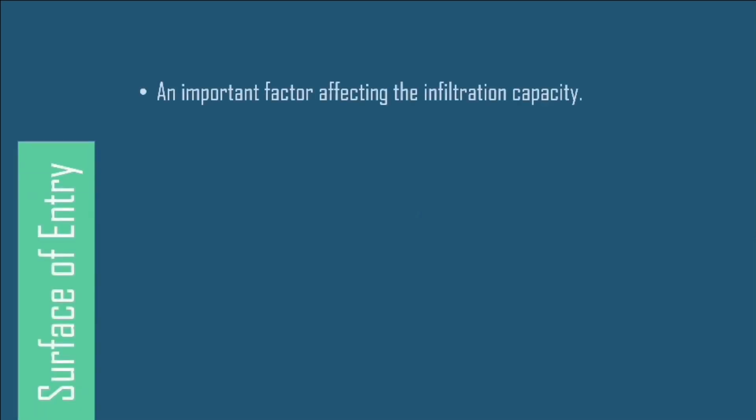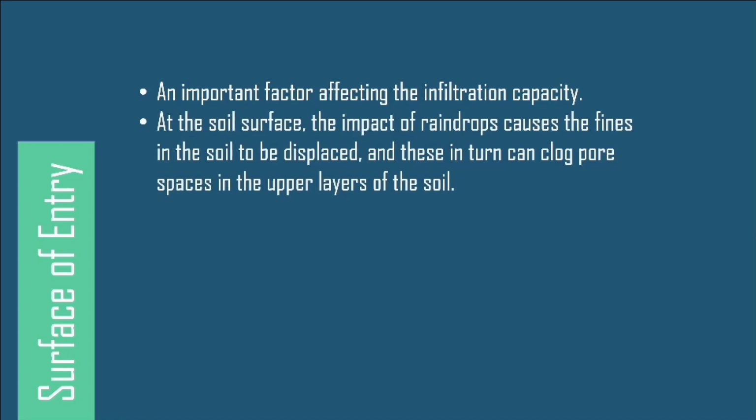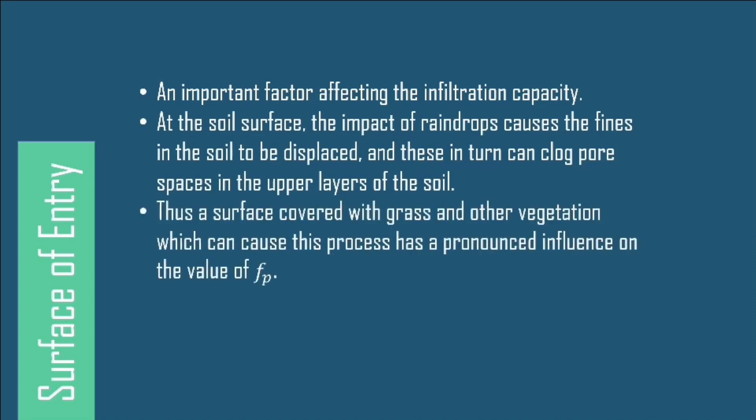Sa surface of entry naman tayo, at the soil surface, the impact of raindrops causes the fines in the soil to be displaced, and these in turn can clog the pore spaces in the upper layers. This is an important factor affecting the infiltration capacity. Thus, a surface covered with grass and other vegetation which can reduce this process has a pronounced influence on the value of infiltration capacity.